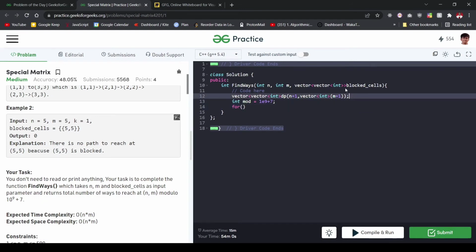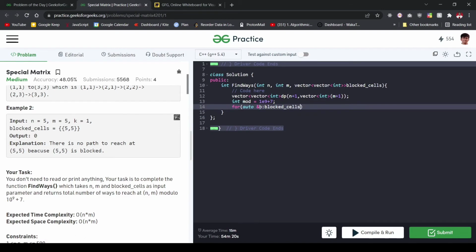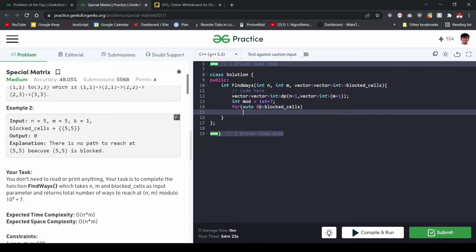Now we'll loop over the given block cell vector, considering each and every value of the block cells, and initialize them with -1 for our matrix dp. So we'll consider the block cells, and we'll have, not sp but dp, right? And we'll initialize them with -1 just like we discussed.